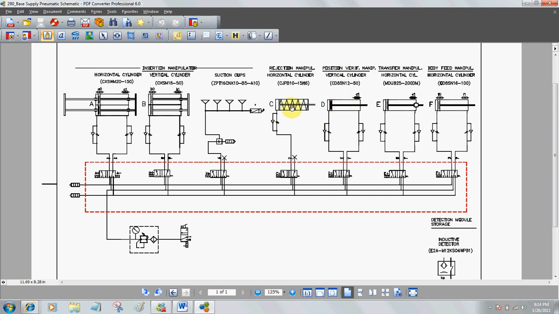Next, if we look at this cylinder, it's called a single acting cylinder, spring return. This one here is called a double acting cylinder, as well as this one here was also called a double acting cylinder.